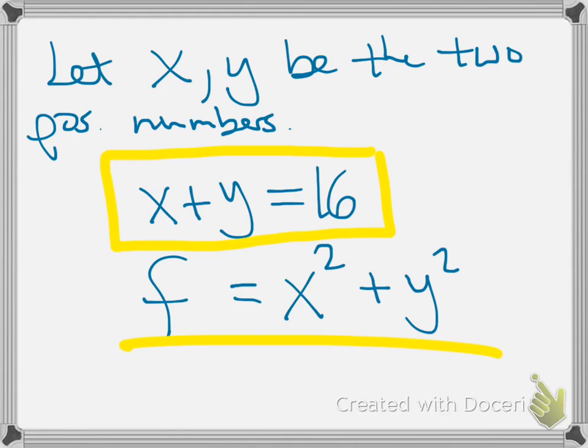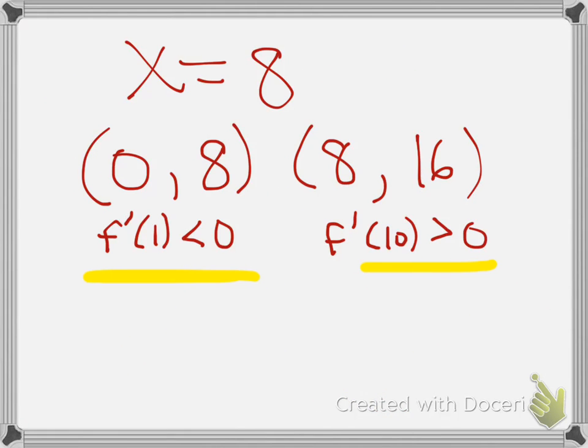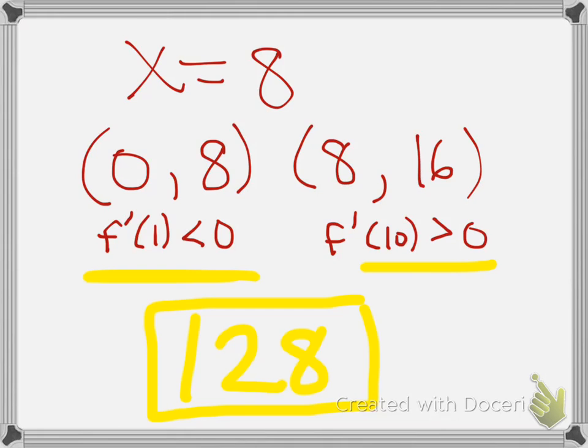Now, if x is 8, then y is going to have to be 8 as well, because 8 plus 8 is 16. And so f at x equals 8 is going to be 64 plus 64, 8 squared plus 8 squared, which is going to be 128. So the answer is 128. That is the smallest possible value of the sum of their squares.